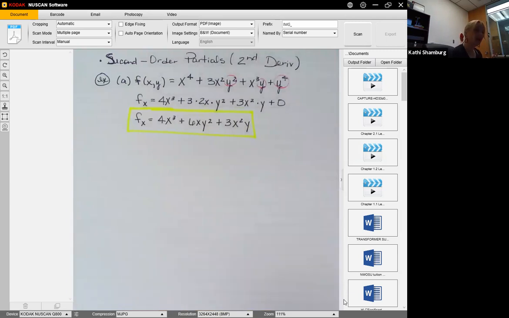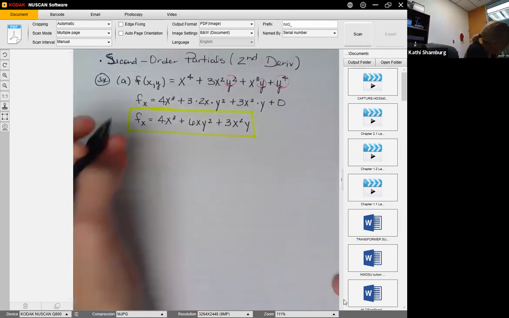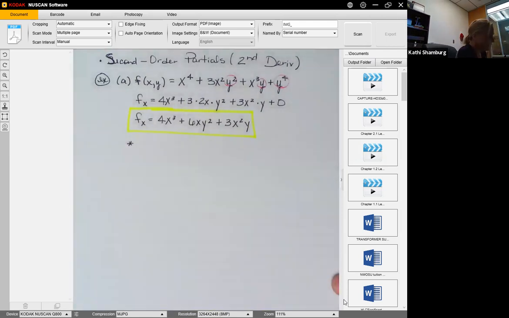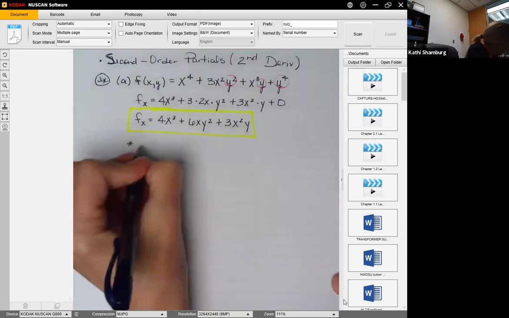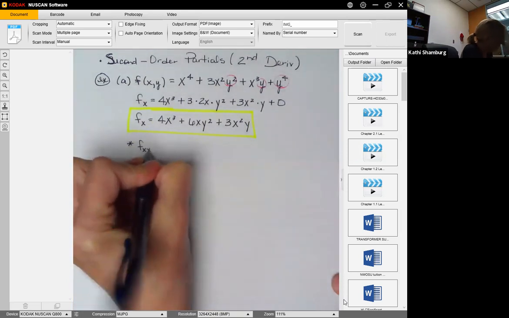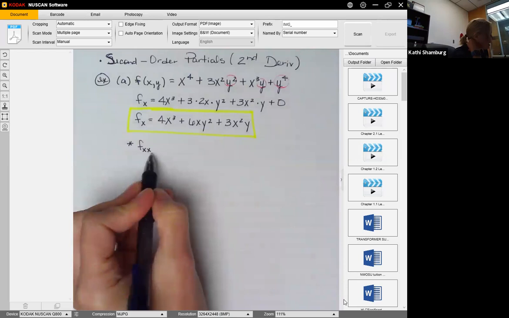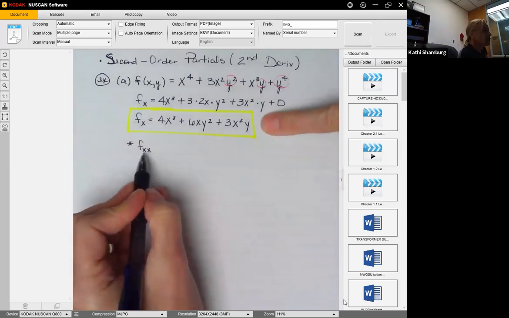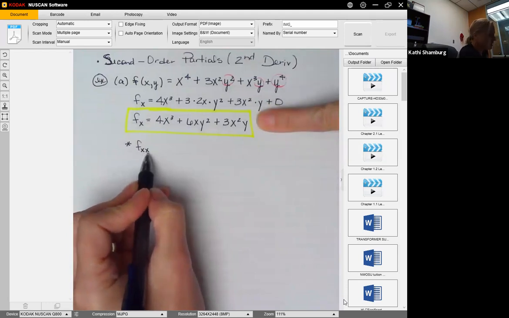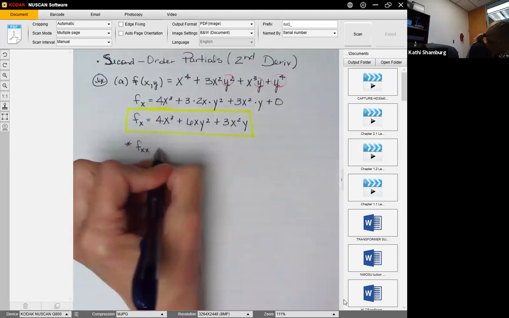All right, so now we're going to get into the second derivative. One question that could be asked is they could say, all right, f of x, x. So what that means is take the second derivative with respect to x. This first x is the first derivative with respect to x. Now use that function and take the second derivative with respect to x.